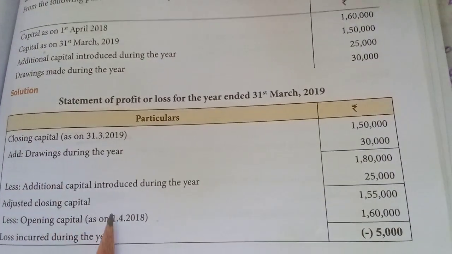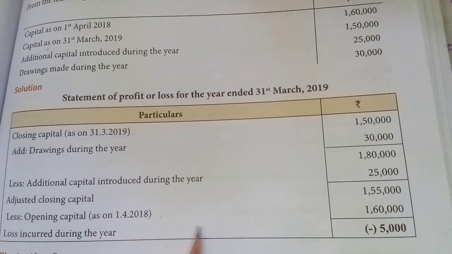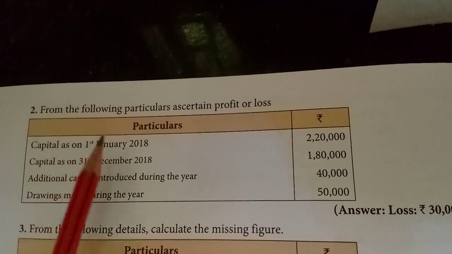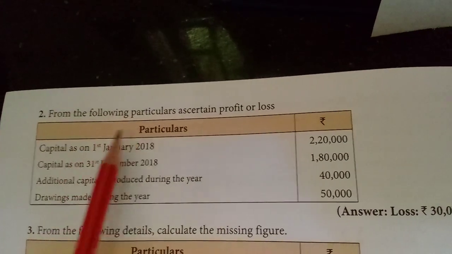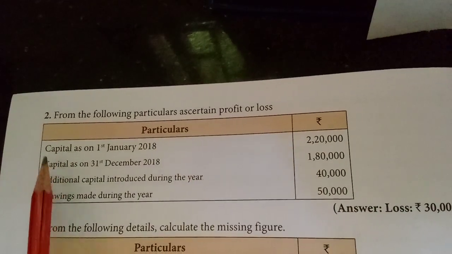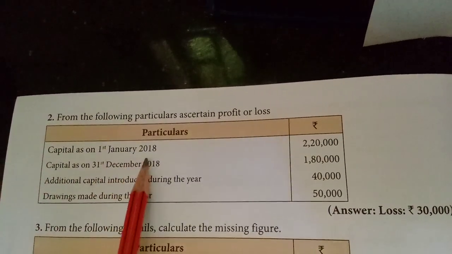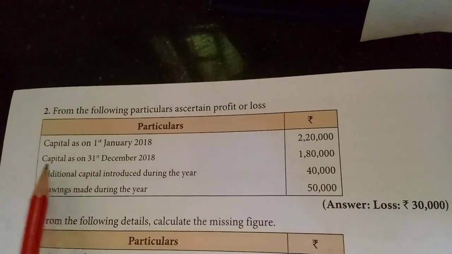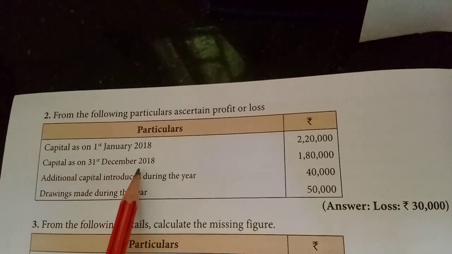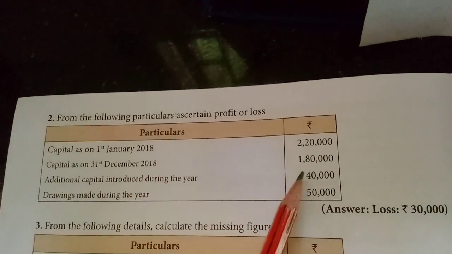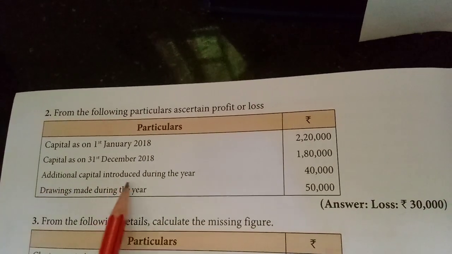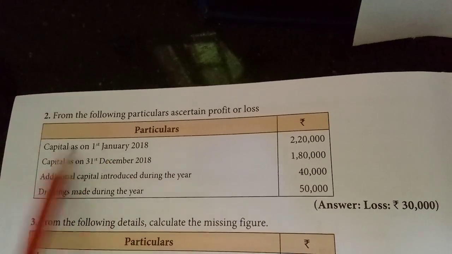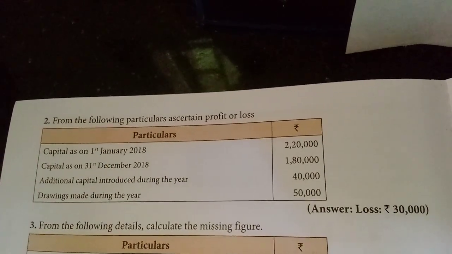Shall we see an exercise in the same pattern? Now I will read the problem. Second one. From the following particulars, ascertain profit or loss. Capital as on 1st January 2018, 2,20,000. That is the opening capital. Capital as on 31st December 2018. That is the closing capital. Additional capital given. Drawings given. Now we have to do this problem.